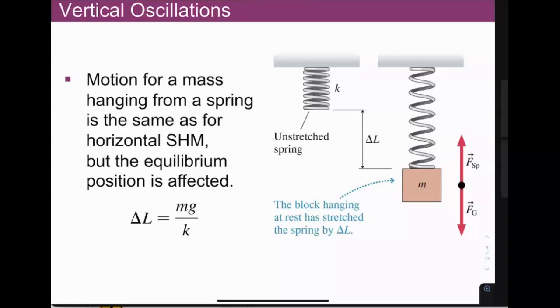We know this is true because when we do a free body diagram of the mass, we have, shown on the far right, the force of the spring acting upward, balanced by the force of gravity acting downward. So kx, or k delta L, must be equal to mg. And then solving for delta L, we get mg over k.